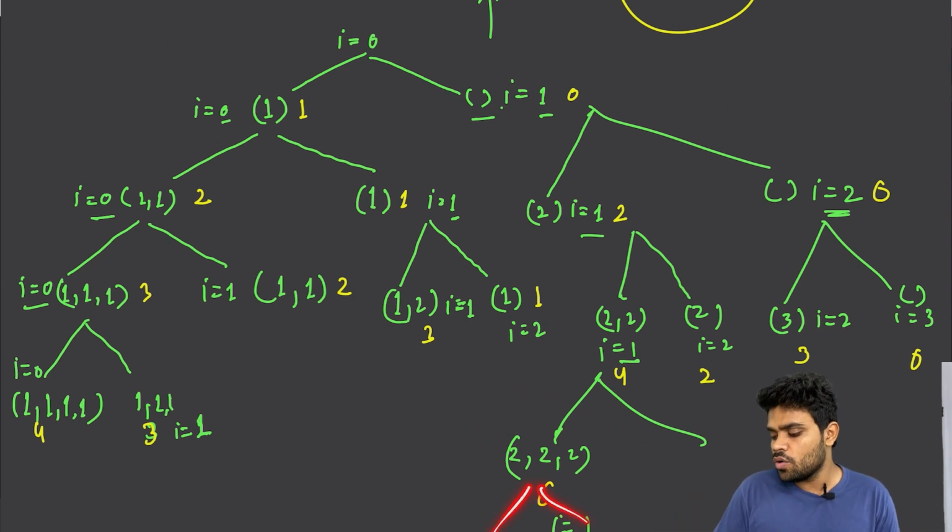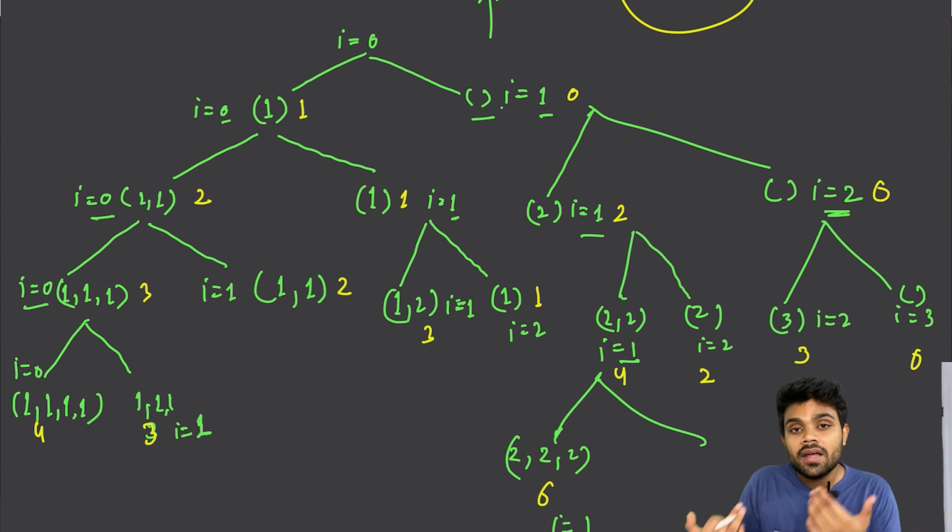Why? Because if we go further down from this particular node, we are only going to increase our subset, we are only going to increase our summation. That's why we don't have to go any further down from here as well.